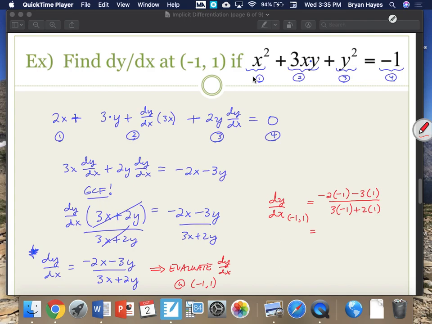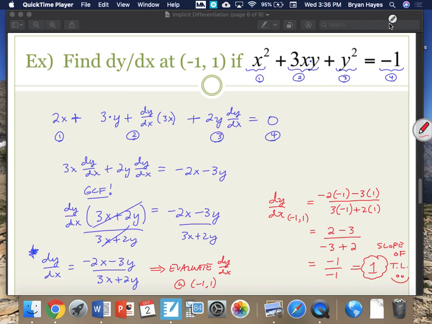Let's see what happens here. That gives us 2 minus 3 all over a negative 3 plus 2, which is a negative 1 divided by a negative 1 for a nice final answer of positive 1. There's our answer to this question. Find the derivative at negative 1, 1 if this is the curve. This is the slope of the tangent line right here. We deserve a smiley face after all this hard work.